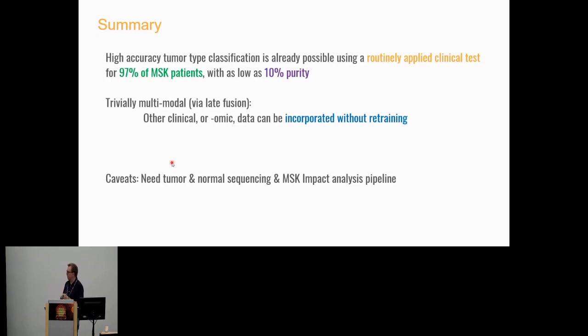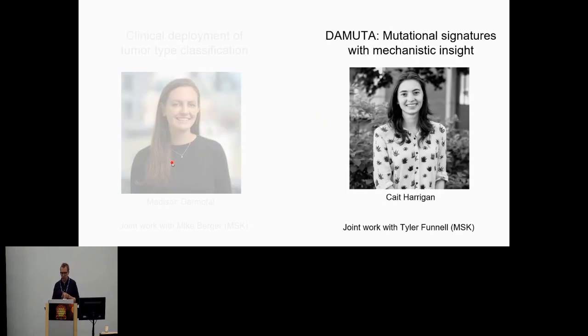Now, the caveat is that we need tumor-normal sequencing right now, and we rely a lot on the MSK-IMPACT analysis pipeline. A lot of the other panels don't give us focal copy number or arm-level copy number, and those features are incredibly important.